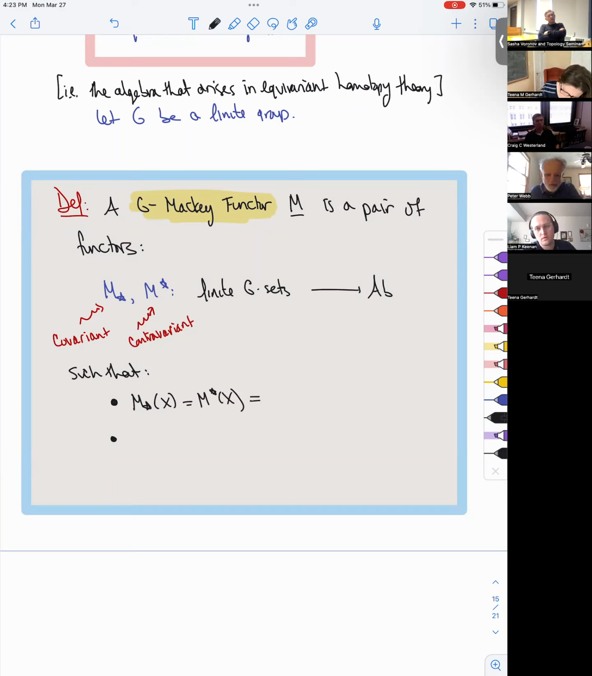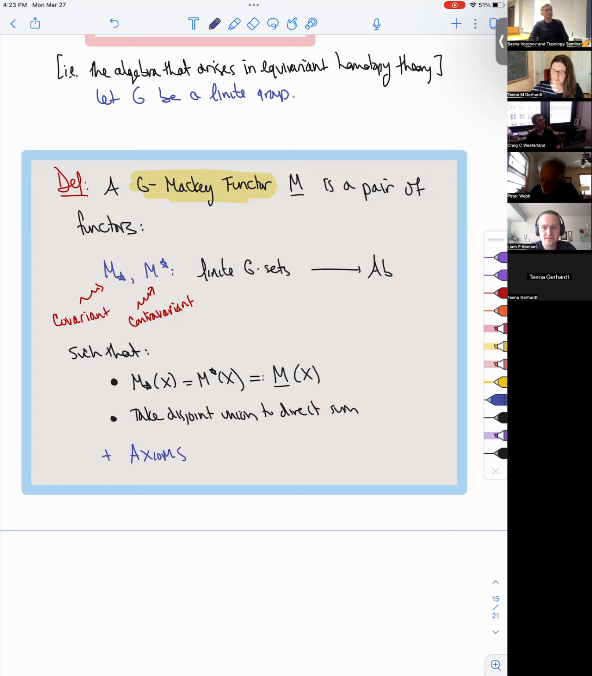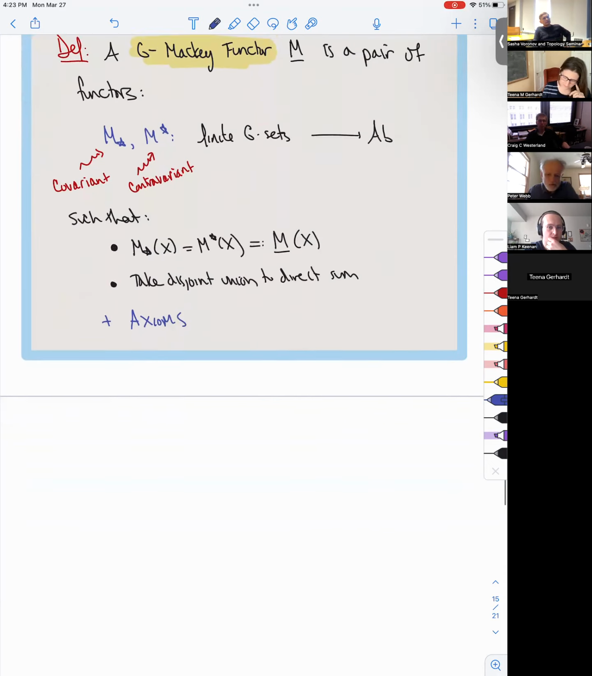And I give that a name. I call that M underline of X. These functors have to be additive in the sense that they take disjoint union to direct sum. And then I'm just gonna cheat and say plus axioms. So they have to satisfy some nice axioms. And so what are these Mackey functors?